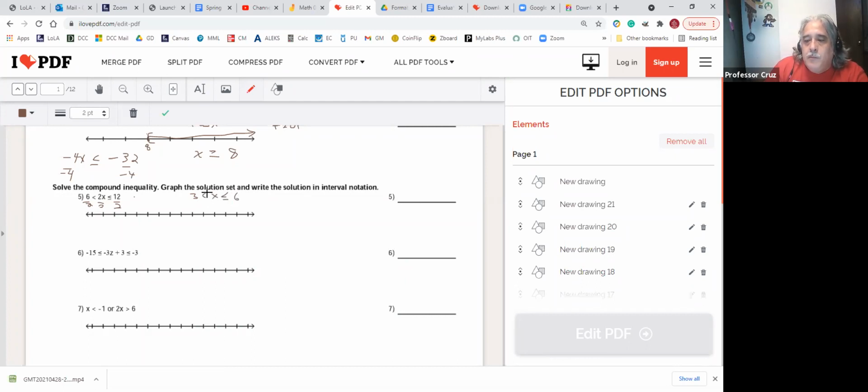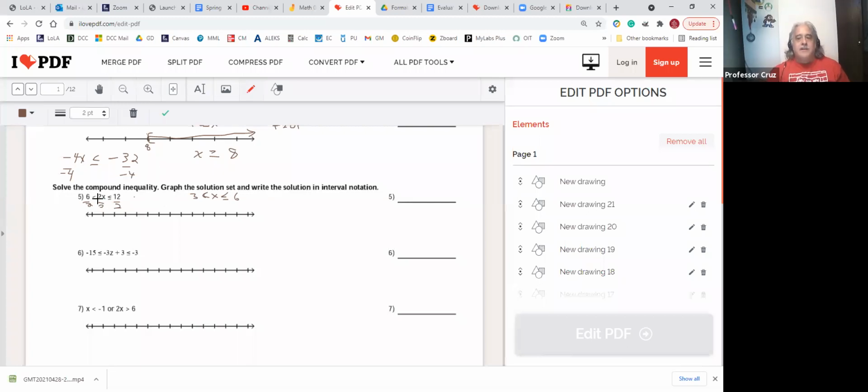So 3 is less than x is less than or equal to 6. These are the easiest ones to write the interval notation for, and really the graph as well, because these are inherently saying "and."